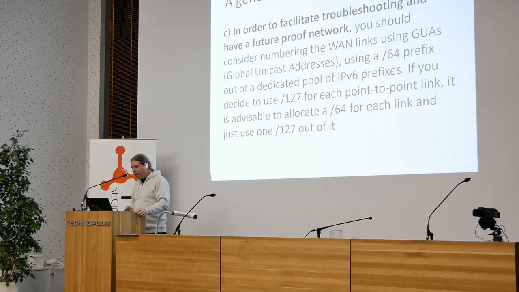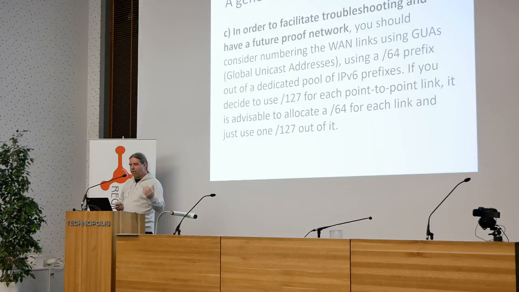Okay. In order to facilitate troubleshooting and have a future-proof network, you should consider numbering the WAN links using globally unique addresses. Usually people use a /64, and if you want to use /127, just to mitigate the neighbor discovery cache attack, you can do that. You can do it dynamically on this part, because if you're using PPPoE and somebody with Windows connects, then usually Windows doesn't know how to request the prefix over DHCP, so you need to do some magic.